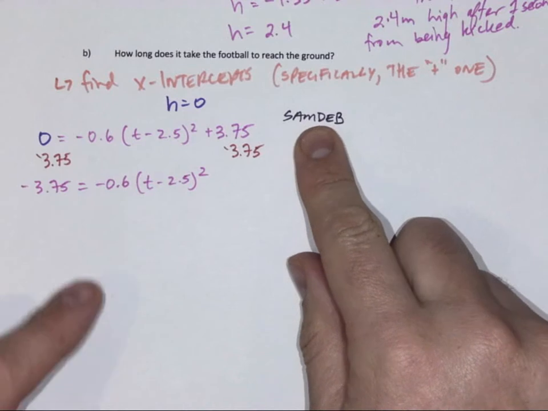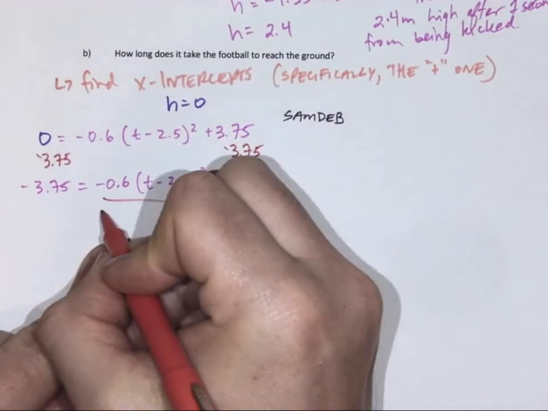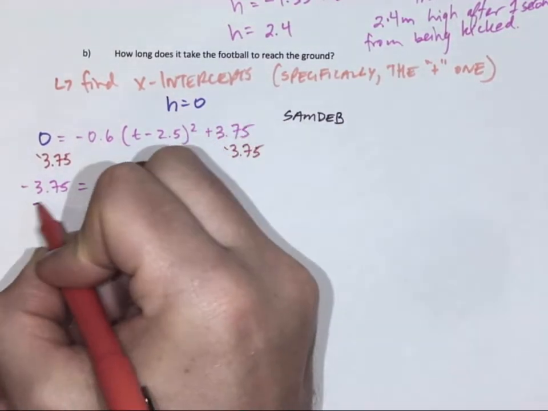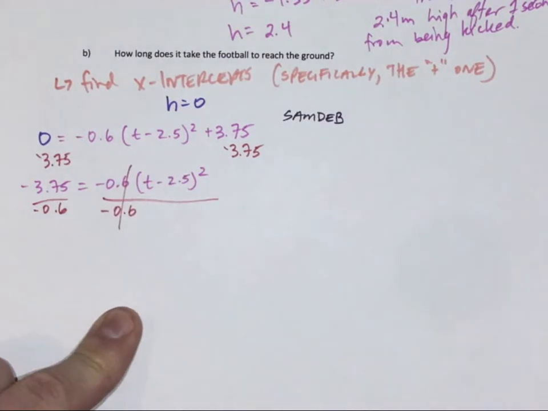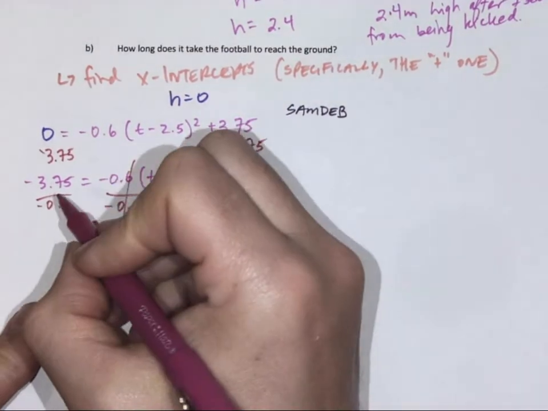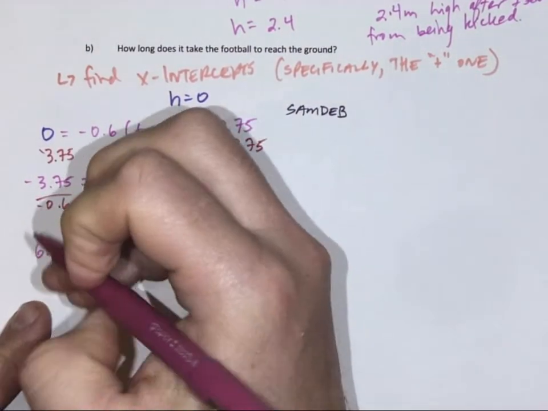Next thing is any multiplication or division. So I'm going to divide this side by negative 0.6. I'm going to divide that side by negative 0.6. Oh, that's a nice number, 6.25.